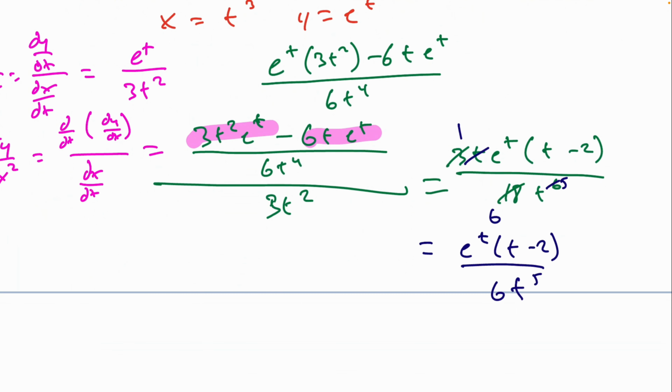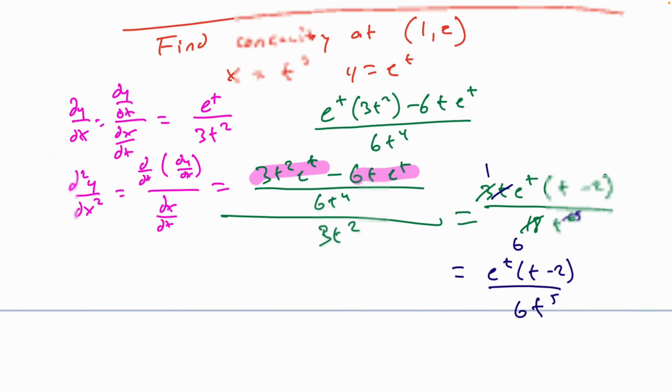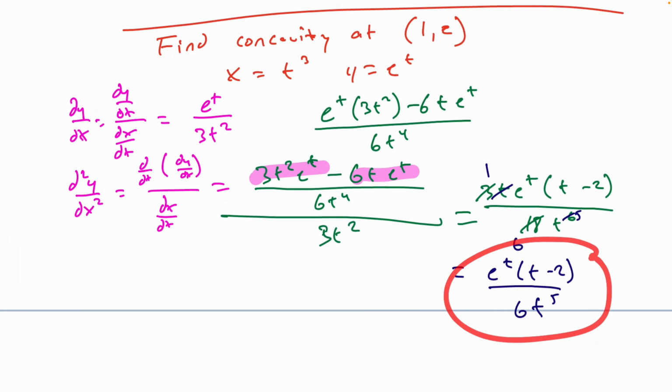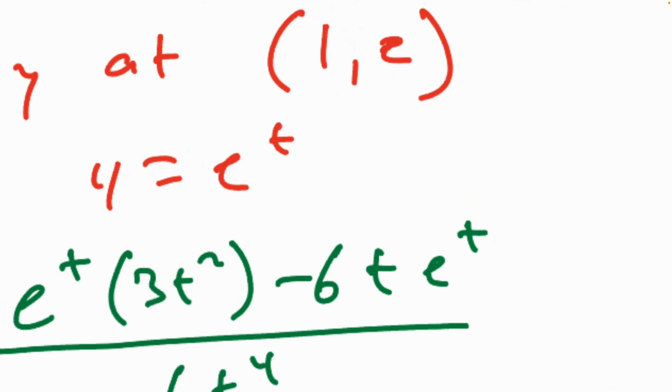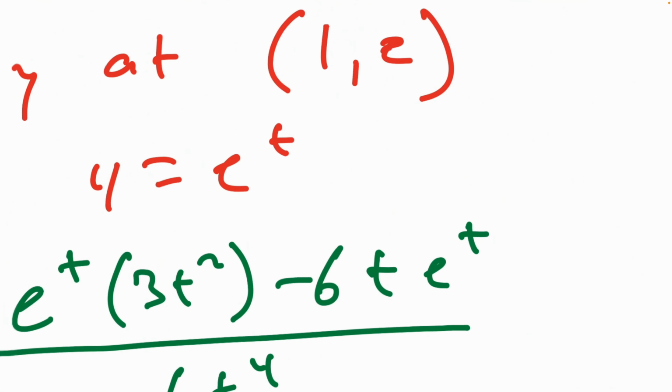Wow, what a mess. We want to find the concavity at (1, e). Now, here's the deal. Our second derivative is with respect to t. I can't read my own writing. So we can't plug 1 or e in because that's an xy point. Okay, let me clean this up. I apologize. That is (1, e).